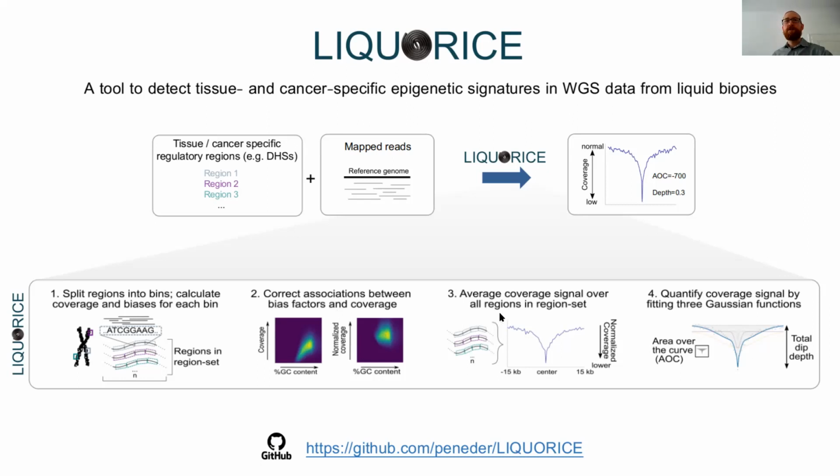So in the second step, we use machine learning to correct these associations between bias factors and coverage. Third, we average the coverage signal over all regions in our region set in order to obtain a more robust signal. Finally, we quantify this coverage signal by fitting 3 Gaussian functions and an intercept to this coverage drop, which allows us to extract metrics such as the area over the curve or the total depth of the dip, which you can then use to make comparisons between samples.